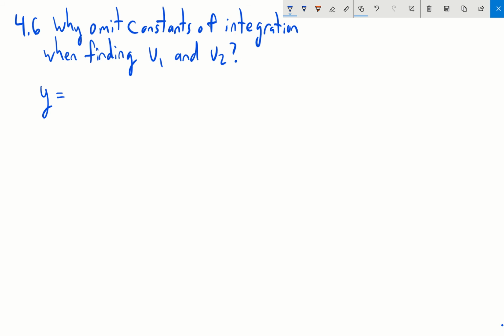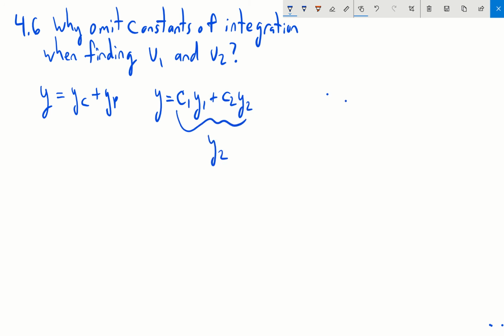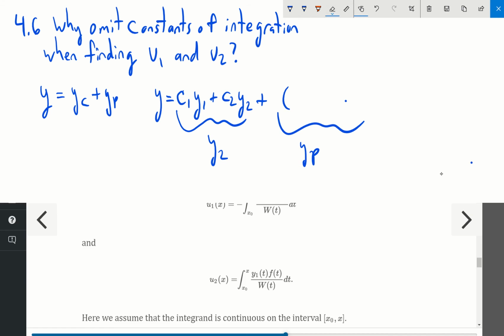So let's suppose we look at our solution here. We have y equal to yc plus yp. That's the solution to our second order linear differential equation. And let's suppose we know that yc has the form c1 y1 plus c2 y2. So this is yc. To this we would add our particular solution, which we know has the following form. So we know it's going to be u1, and let's suppose we did include the constant of integration.